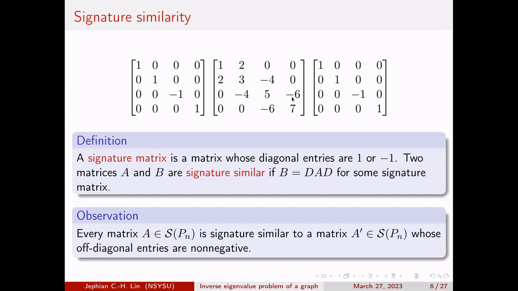And this -6 again says that your third entry and fourth entry have to be the opposite sign. So you can assign this one as the positive one. So overall, if you do this, this matrix has the same diagonal, but the off-diagonal entries will become the same quantity, but positive. And such a technique is called signature similarity, and this diagonal matrix is called a signature matrix. So overall, any tridiagonal matrix is signature similar to a matrix whose off-diagonal entries are positive. That's the first thing.